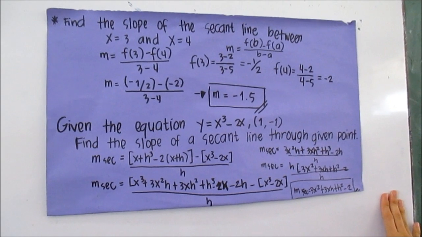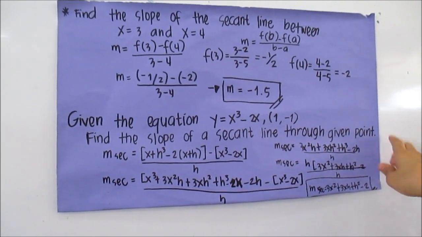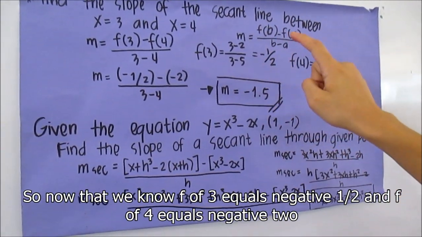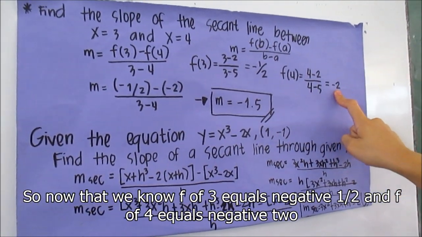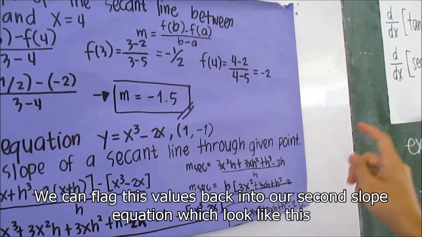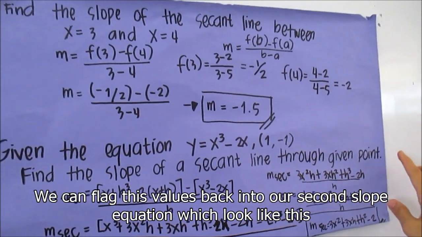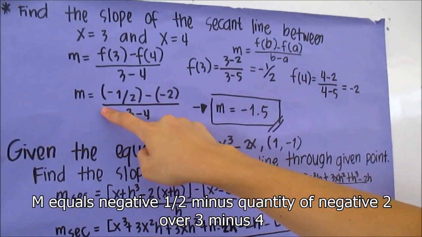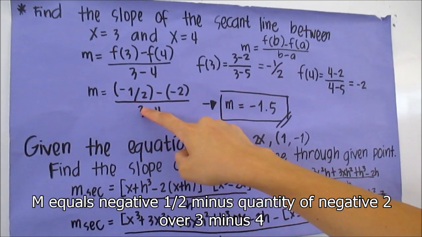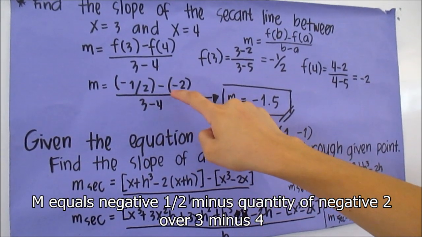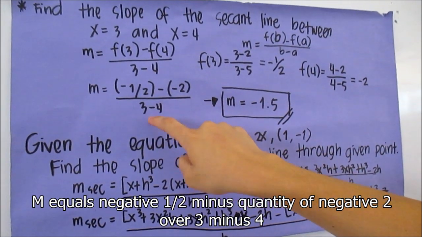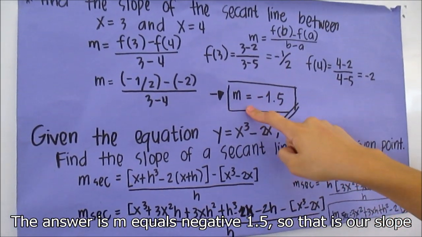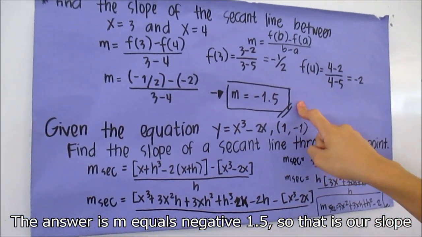So now that we know f of 3 equals negative 1/2 and f of 4 equals negative 2, we can plug these values back into our slope equation, which looks like this. So m equals negative 1/2 minus quantity of negative 2 over 3 minus 4. So the answer is m equals negative 1.5. So that is our slope.